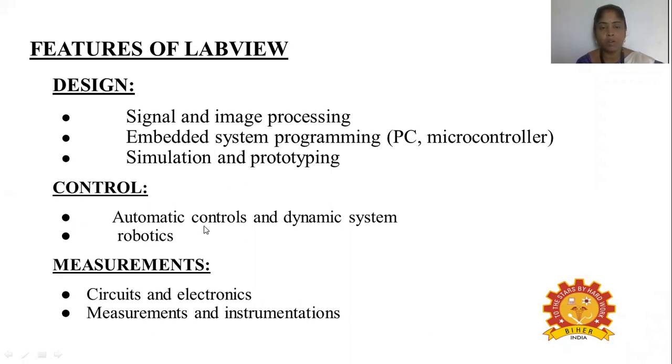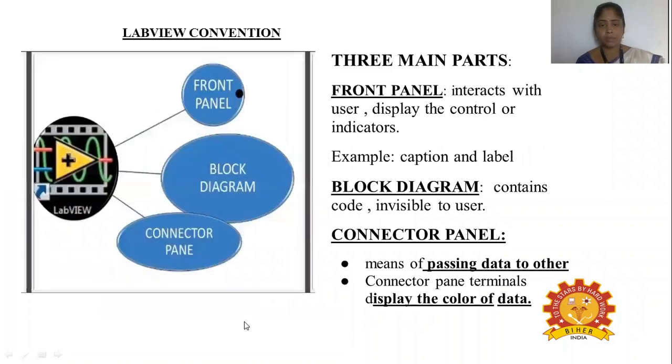Then the control: how can it be controlled in a dynamic system, whether in an automatic way or a robotic way? In large-scale industries like car manufacturing, they use various robotic equipment for the controlling system. Here in the bioprocess, we use only automatic control for the system. Then what are the various measurements? It needs circuit connections, electronics and measurements, and how they can be done.